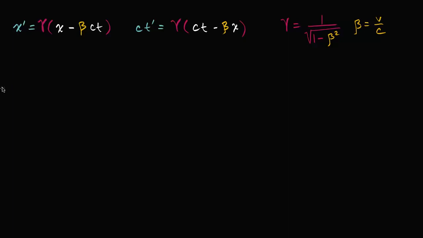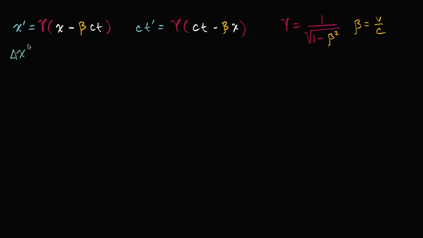We spent several videos now getting familiar with the Lorentz transformations. What I want to do now, instead of thinking of what x prime and ct prime is in terms of x and ct, I'm going to think about what the change in x prime and the change in ct prime are going to be in terms of change in x and change in ct. And we'll see it's just going to involve some fairly straightforward algebraic manipulation. So let's think about it.